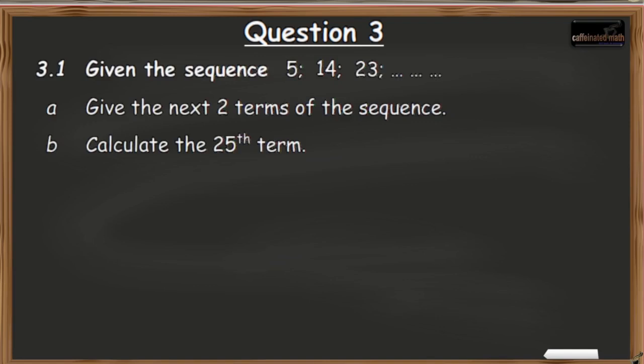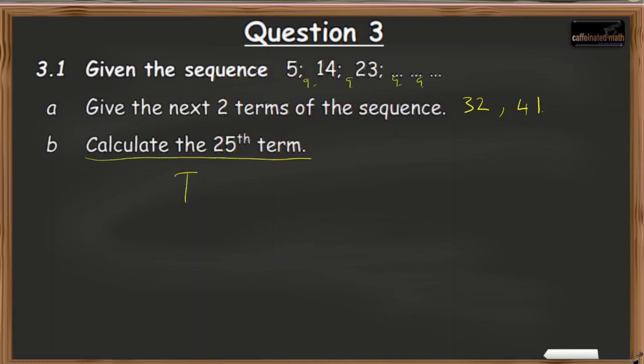Now over here we're being given a sequence, so in the sequence we investigate first. If we have a look, 14 minus 5 gives us 9, 23 minus 14 also gives us 9. So we know it's linear. Now from that we can just add 9 and add another 9, and that'll give us the values 32 and 41. Now it straight up asks us to calculate the 25th term.